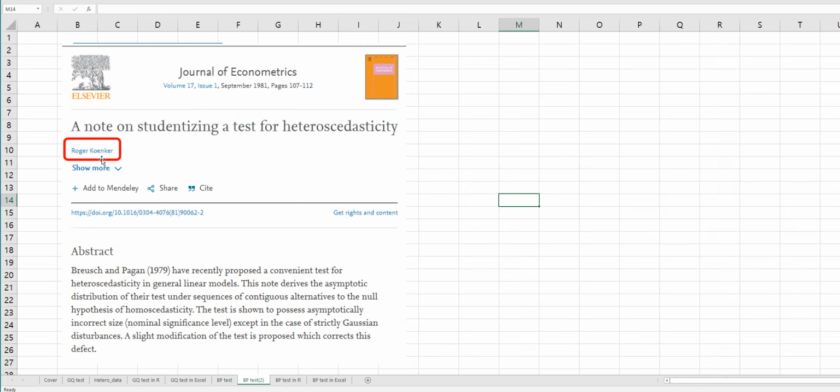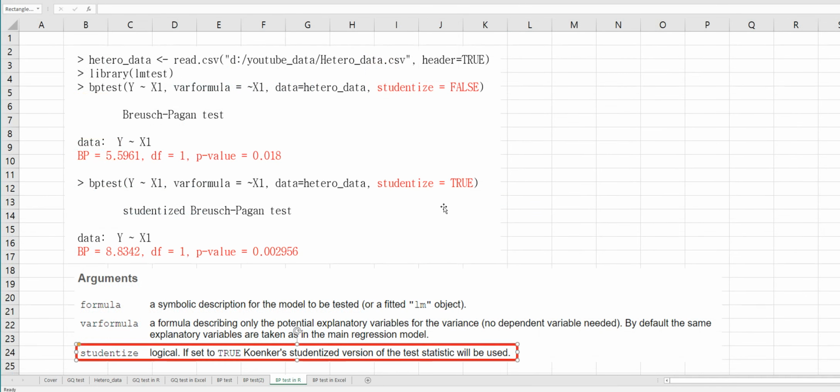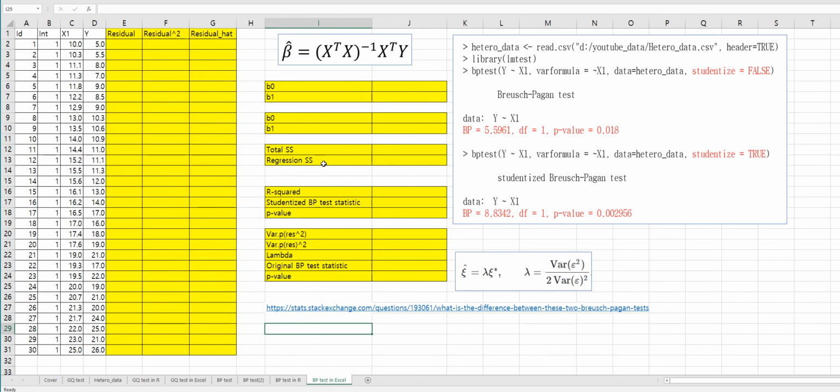Roger Koenker actually revised the original Breusch-Pagan test. So in our program, as you can see, if you specify studentized as true, then you can get the studentized BP test result. Actually, this is from Koenker's studentized version of the test statistic. If you specify studentized as false, then you can get the original Breusch-Pagan test result. Let me show you how to get this test statistic in Excel.